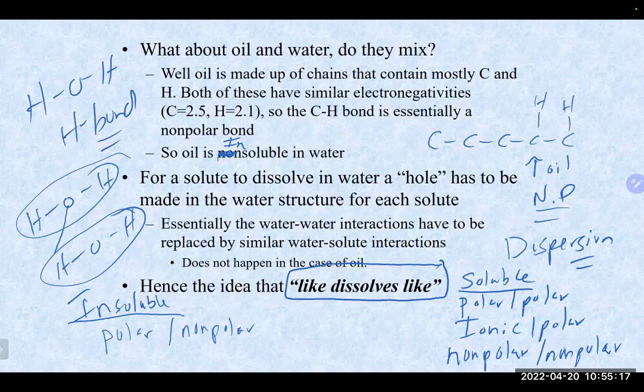So polar and polar things should be soluble. Ionic and polar, and non-polar and non-polar, which is the one people sort of miss on. So non-polar and non-polar are soluble in each other. But again, that crossover to polar and non-polar is going to be insoluble, or even again, ionic and non-polar should probably be insoluble as well. Any questions on that? Yeah.